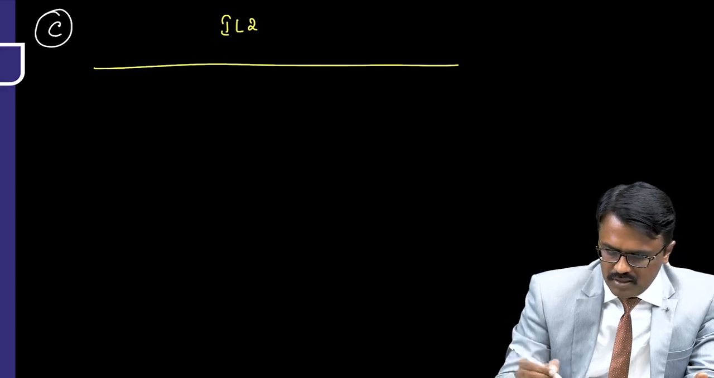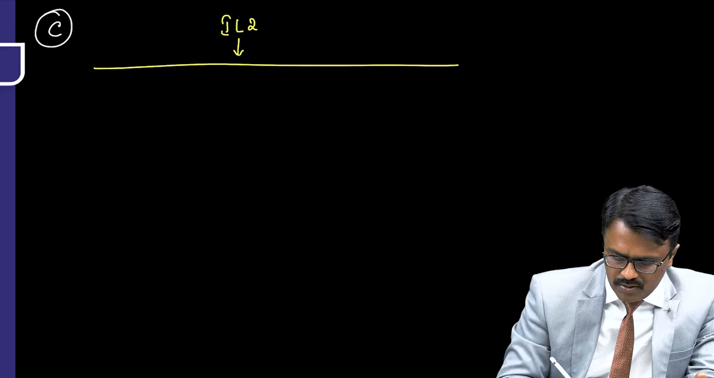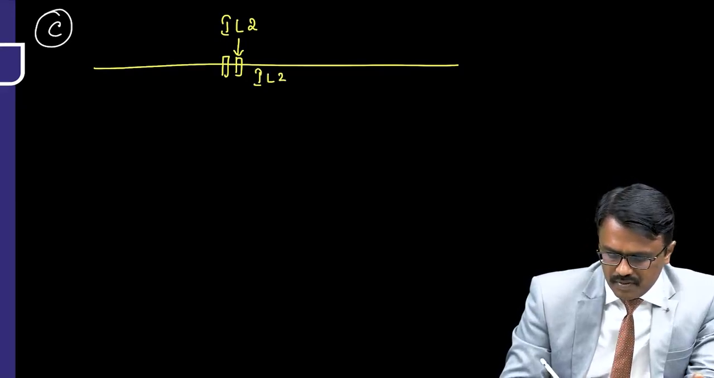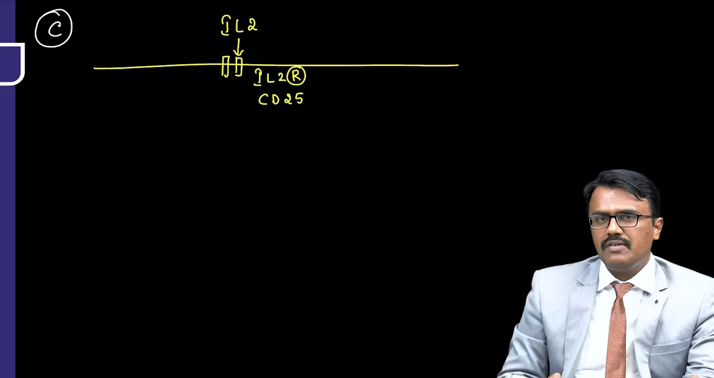So we dealt with the B section, that means the release of interleukin 2. Now the C section: what we need to understand here is what happens when interleukin 2 is released. We know that interleukin 2 acts on the same T cell. Let me write the T cell. Interleukin 2 acts on the receptor called the interleukin 2 receptor, which is also called CD25.